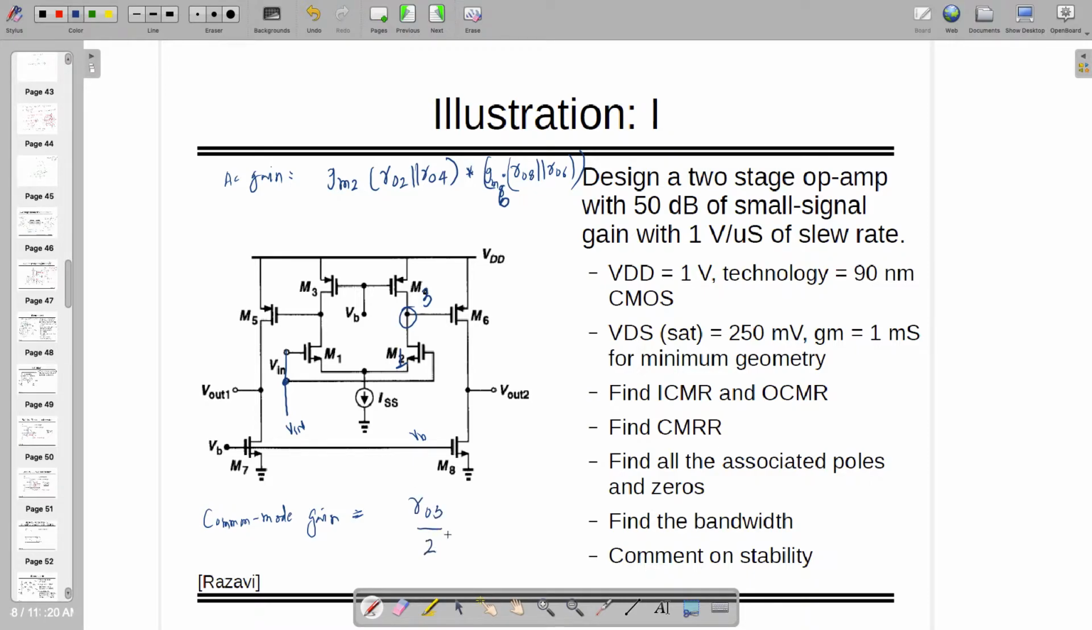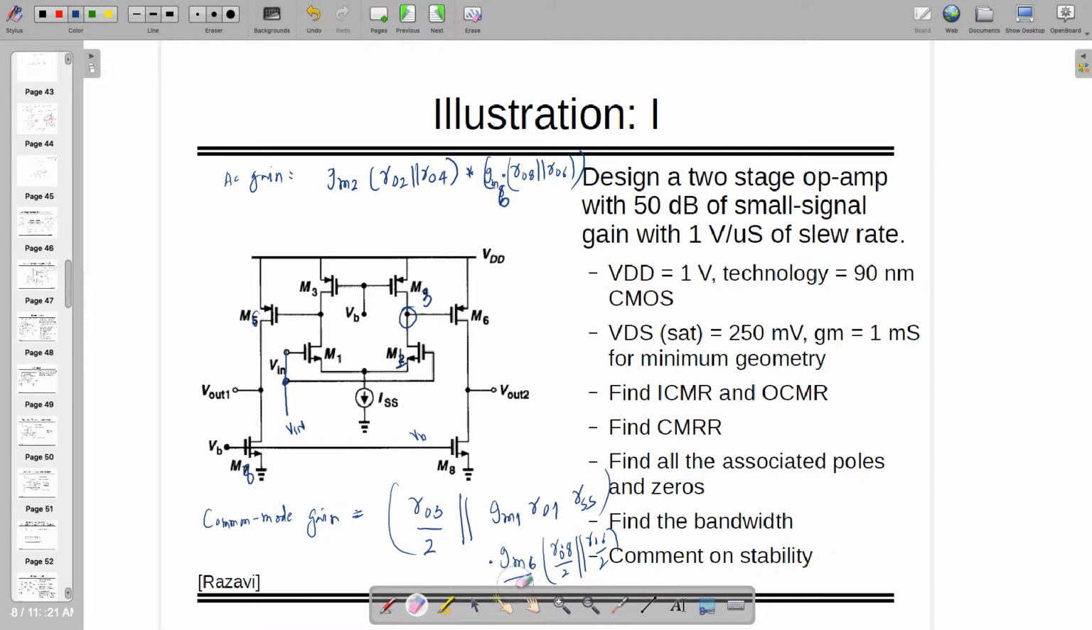RO3 by 2 parallel with GM1 RO1 RSS. Okay. GM6 by 2. Let's call this one as 6. This one is 8. Keep going. Yeah, RO8 by 2 with RO6 by 2. However, here there is one mistake.